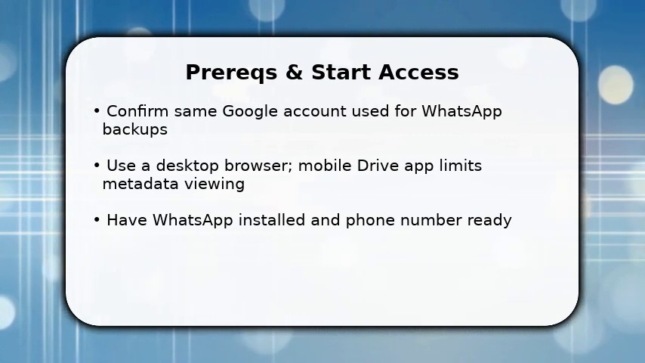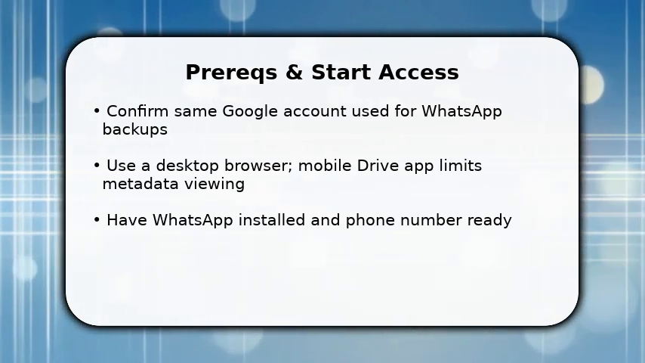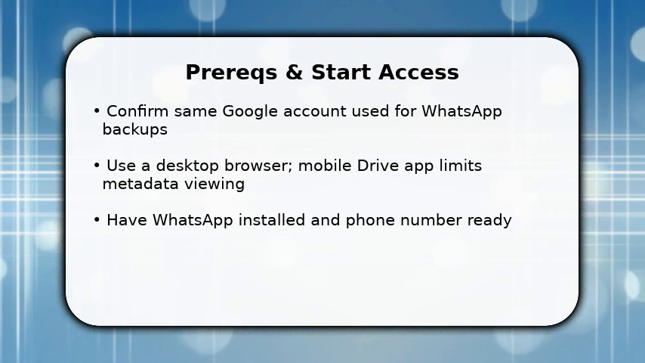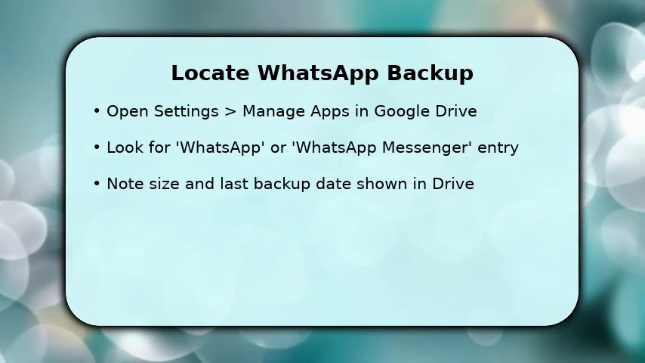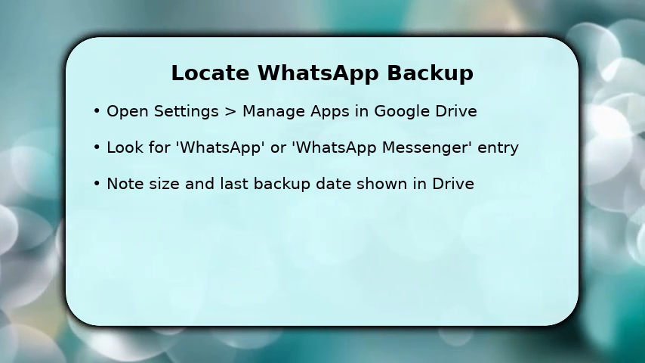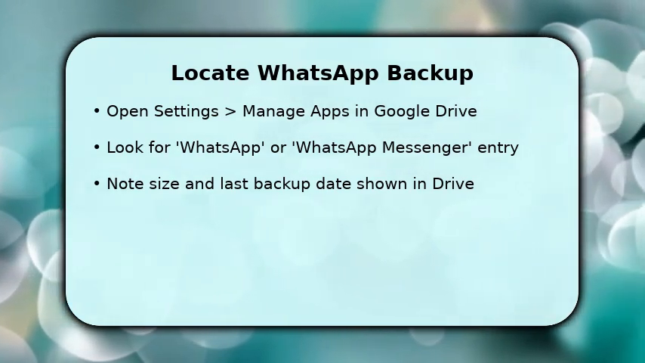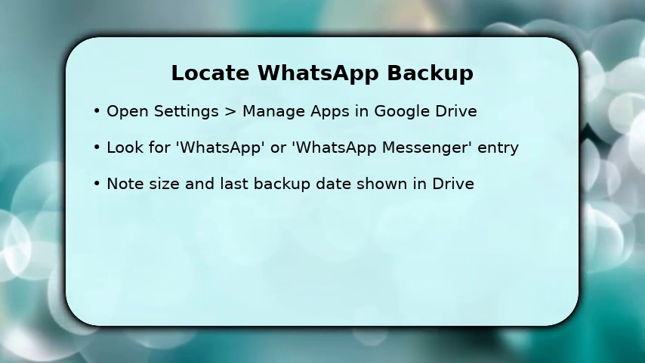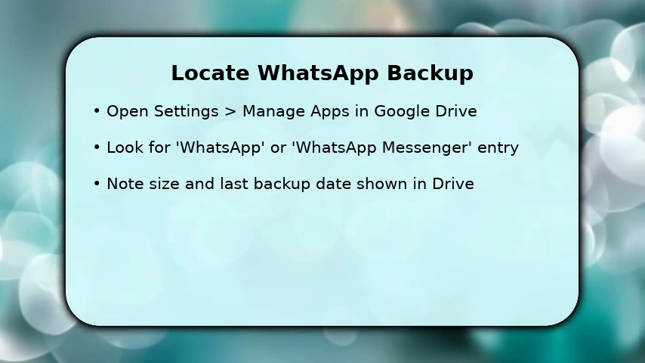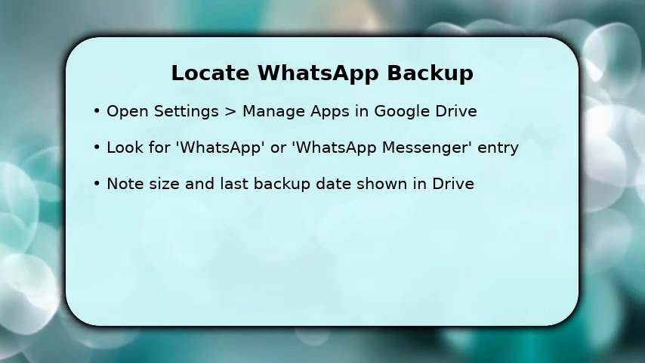Now navigate to Storage or Settings in Drive where Hidden App Backups live, so you can locate WhatsApp entries without restoring yet. Once in Drive, go to Settings then Manage Apps to reveal app-specific backups. Google hides them from My Drive. You'll see a WhatsApp or WhatsApp Messenger listing. Inspect its details to confirm size and last backup date so you know which file is current.